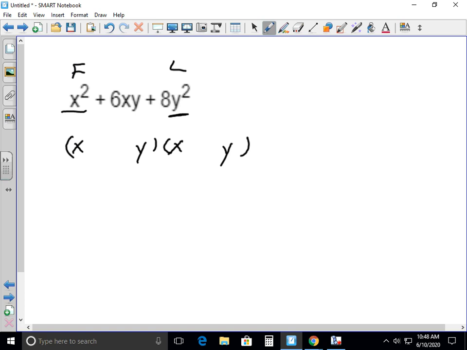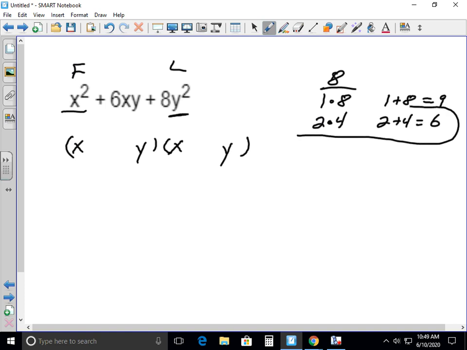And then we have to ask ourselves, what times what makes 8, but also adds to make 6? 8 times 1 is 8, but 8 plus 1 is not 6. 2 times 4 makes 8. 2 plus 4, that is 6. So that's the combination we need.